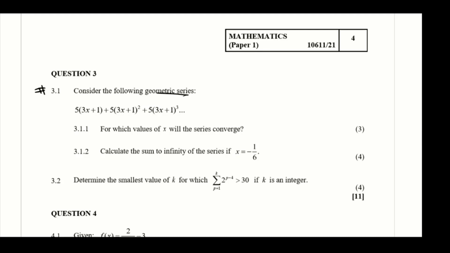3.1, we are told to consider the following geometric series. This is the geometric series given, and the first question asks for which values of x will the series converge? Whenever they ask you this, for which values of x, or for which values of r, will the series converge, you know convergence is determined by this: r must lie between -1 and 1. So this determines convergence of a geometric series.